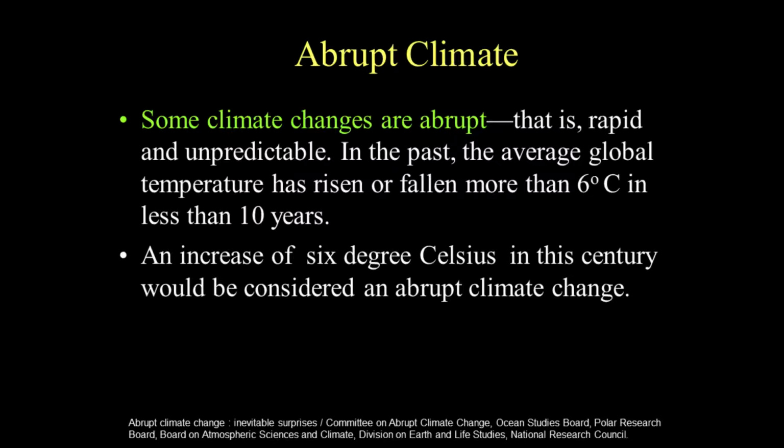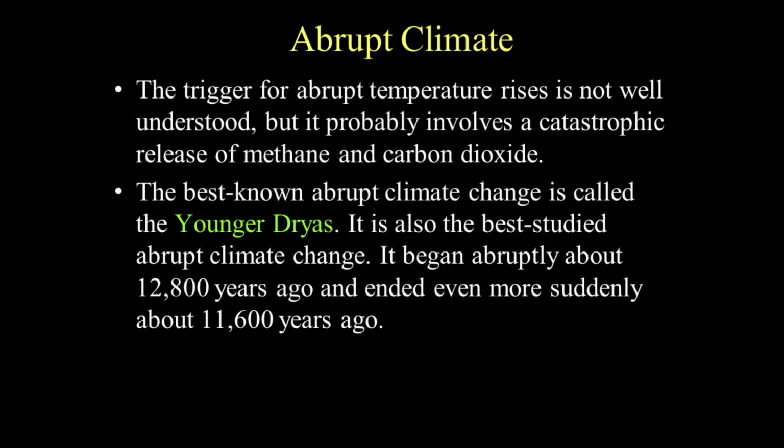An increase of 6 degrees Celsius in this century would be considered an abrupt climate change. The trigger for abrupt temperature rises is not well understood, but it probably involves a catastrophic release of methane and carbon dioxide. The best known abrupt climate change is called the Younger Dryas. It is also the best studied abrupt climate change. It began abruptly about 12,800 years ago and ended even more suddenly about 11,600 years ago.